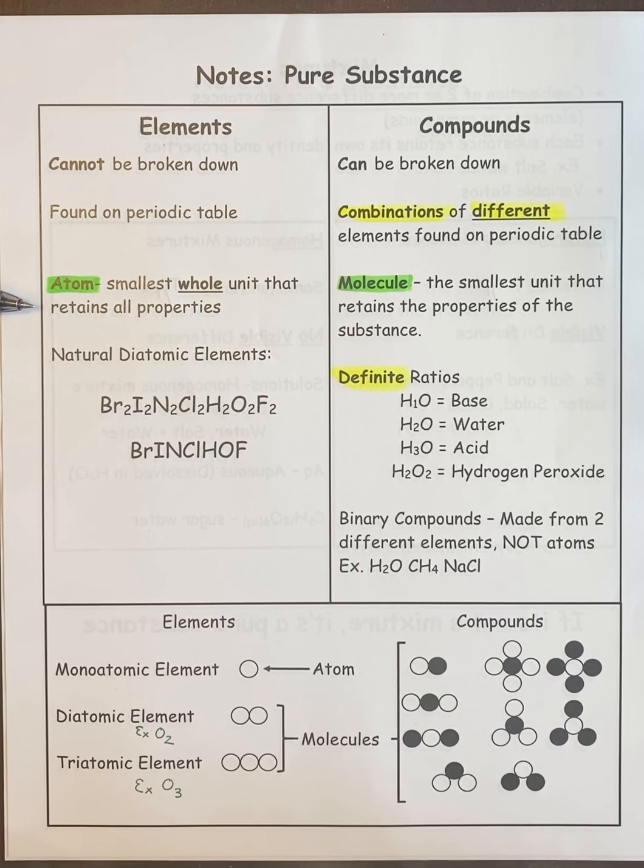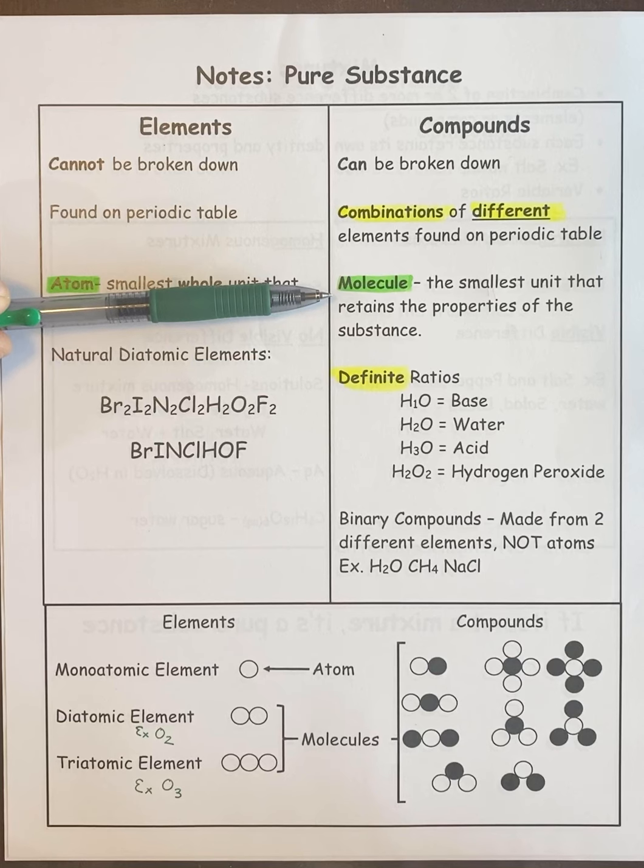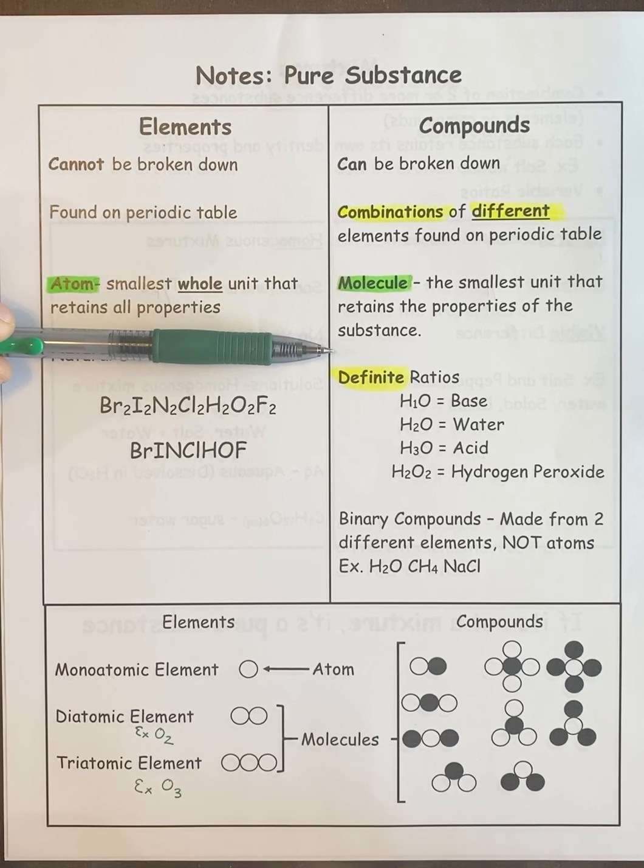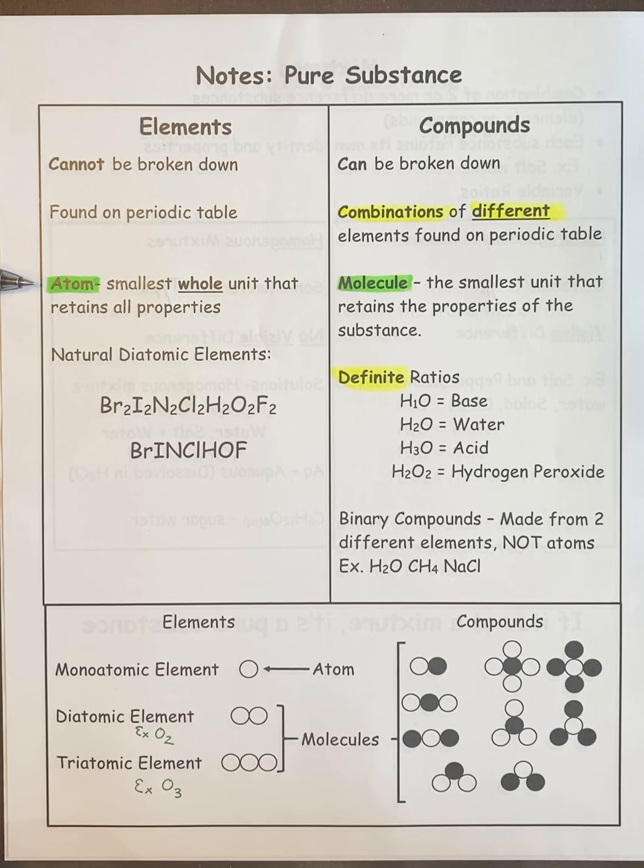So that's an atom. Now a molecule is basically the same thing, but it's uniquely for a compound. So if we talk about a single molecule, we're talking about the smallest unit of a compound that retains the properties of that substance, whereas atom is the smallest unit of an element that retains all the properties. So they're basically the same thing.